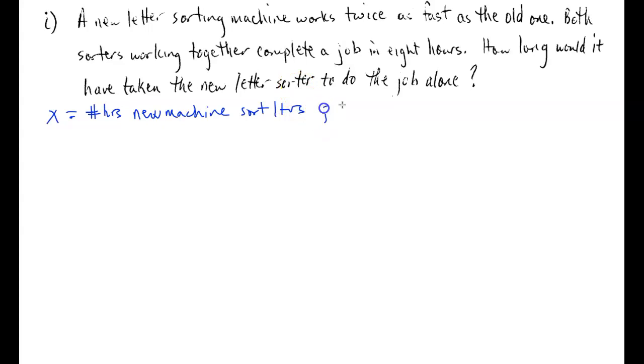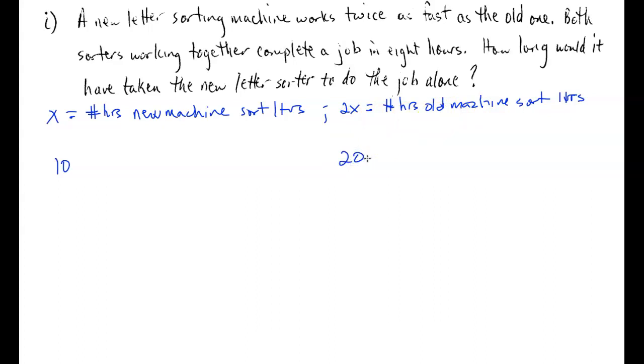Okay, and we'll let 2x be the number of hours for the old machine to sort letters. So we'll start off with that. Now, one of the things that we know is that, and I'm just going to put some numbers in for just a second. So let's say it took the new machine 10 hours to do this job. Okay, so that means it would take the old machine 20 hours to do the job.